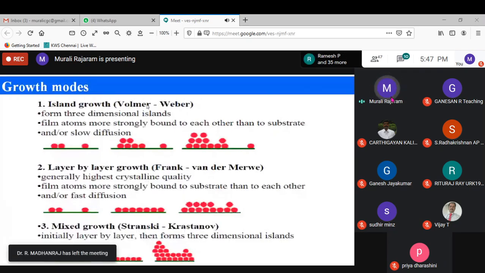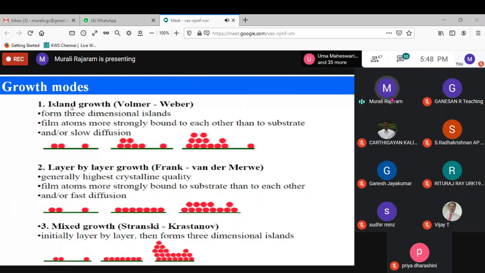There is another kind of growth called Frank-van der Merwe growth. It's very good, flat growth. If your material wets your substrate properly, then it will grow layer by layer. Most thin films prefer this layer-by-layer growth. If you want nanostructures or island-type structures, quantum dot kind of structures, they prefer this kind of Volmer-Weber growth.